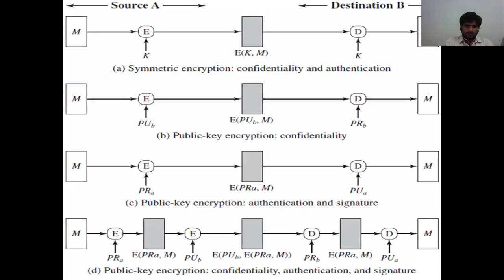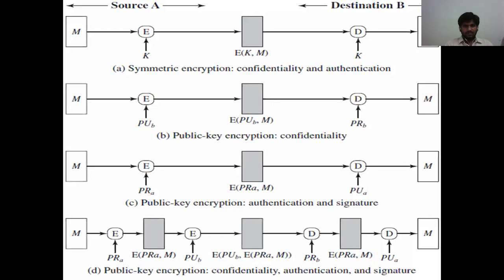You may feel that this is complicated, but the diagram is simple: encryption and decryption only, with source and destination A and B. First we can read it. A is symmetric encryption, confidentiality and authentication. We do the encryption with the key and the decryption with the same key. So that is symmetric encryption, where the same key is used.